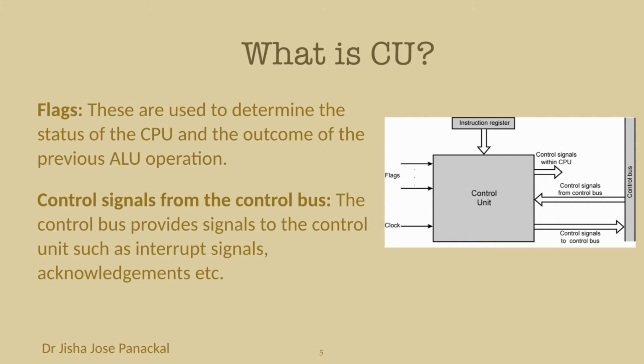The control unit also accepts control signals from the control bus, which is part of the system bus, which connects with the other components of the system. It provides signals to the control unit such as interrupt signals, acknowledgements, etc. from the other components of the system.